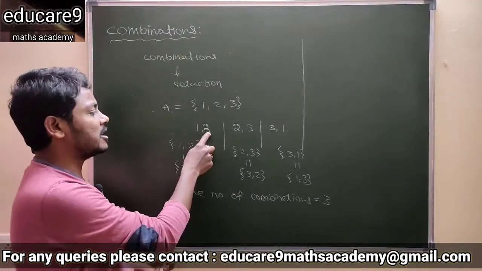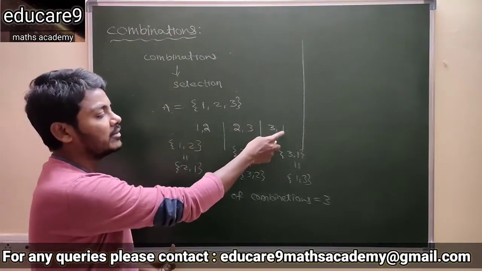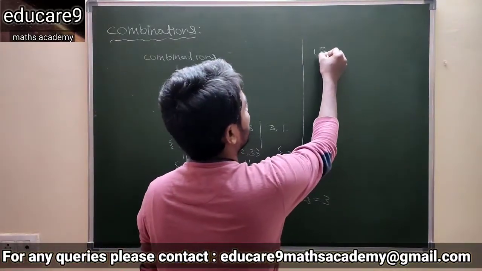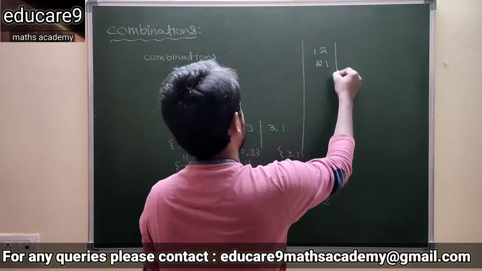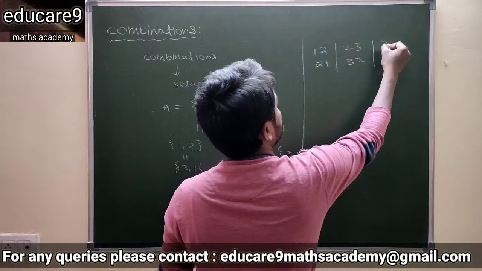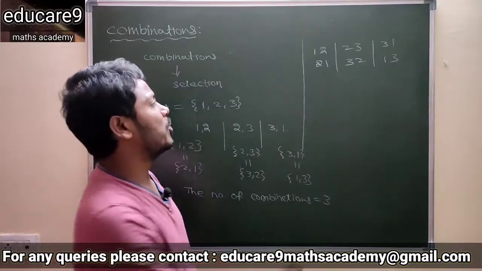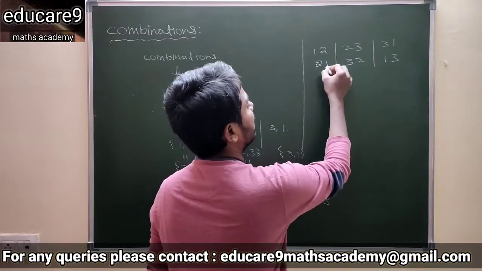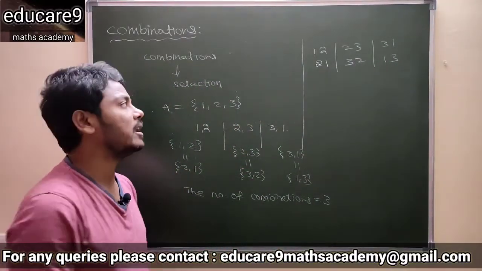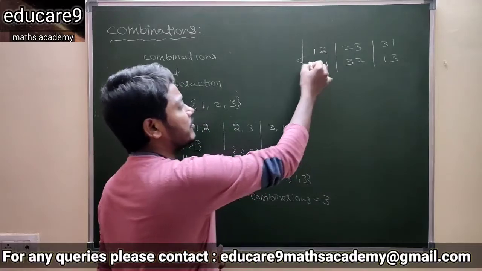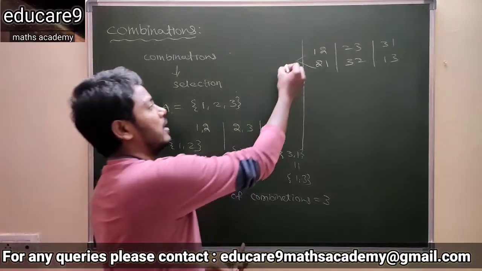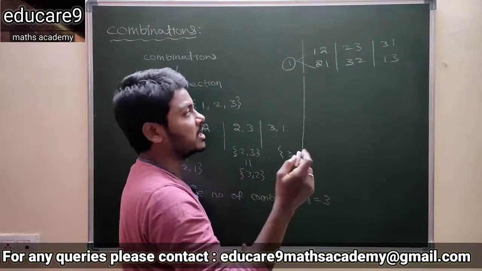The selections of the numbers are 1 2, 2 3, 3 1, and you can arrange these numbers: 1 2, 2 1, 2 3, 3 2, 3 1, 1 3. So the number of permutations is 6 in total. But in combination, these two are the same, 1 2 and 2 1. Both are the same. This equals 1 combination.